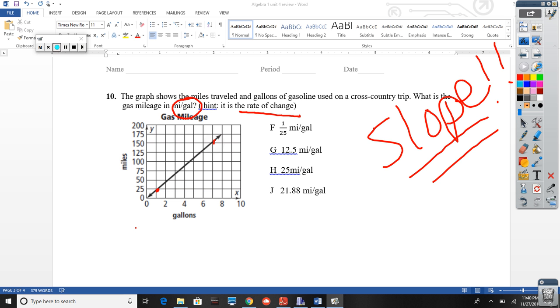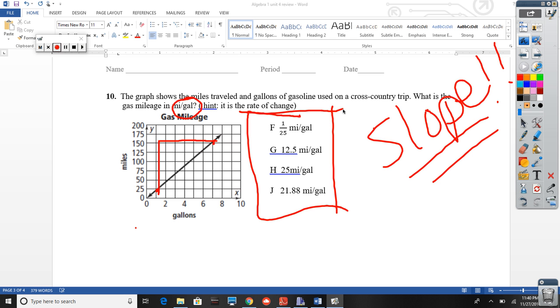And there's not that many good ones, but count the rise and the run and see which one of these come closest to that. You might have to divide it out and see if you get a decimal and see if the decimal matches, but find the best one.